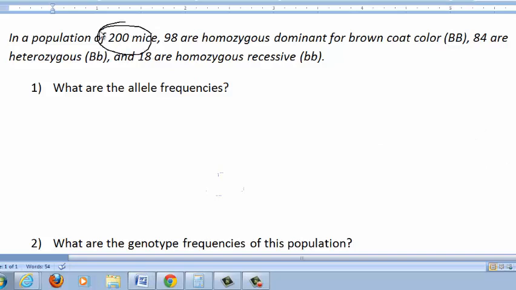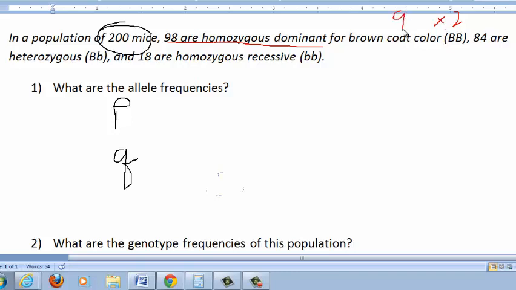Okay, so there's your total. And then what we need to do is find the allele frequencies. So we need the P and the Q frequency. Remember how we did that in the last presentation? We need to find all the total dominant alleles and all the total recessive alleles, and then divide those by the total alleles altogether. So if 98 are homozygous dominant, that's what we are showing right here. Each of those, for example, I said big B, so it's got 2 big B's, so times 2 for every one of those alleles.